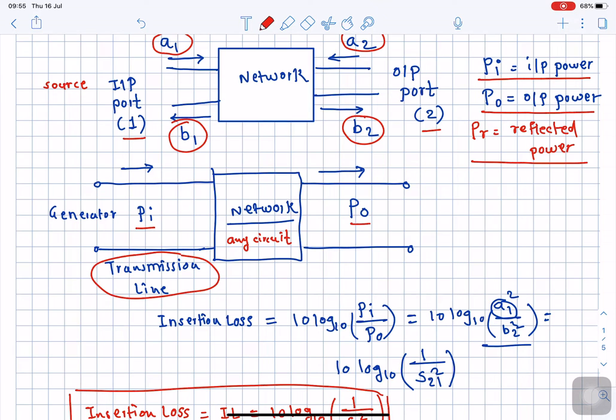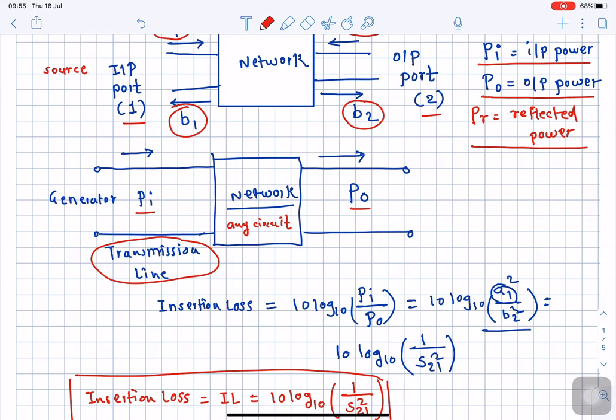So let us write the equation for insertion loss. What we have over here is actually a two-port network, right? This two-port network is inserted inside the transmission line. On the left of this transmission line I have written a generator. On the left hand side we have connected a source, and on the right hand side somewhere there is a load. In between generator and load I have inserted my network.